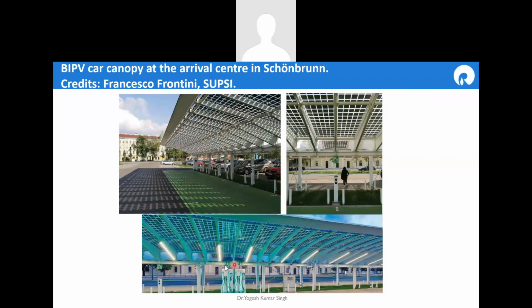So the daytime looks like this, and if you go to the night time, the whole structure looks like this. In the daytime, this will be used for shading the cars, and also you can see the charging station is here. With the help of that, you can also charge your EV from that particular location.